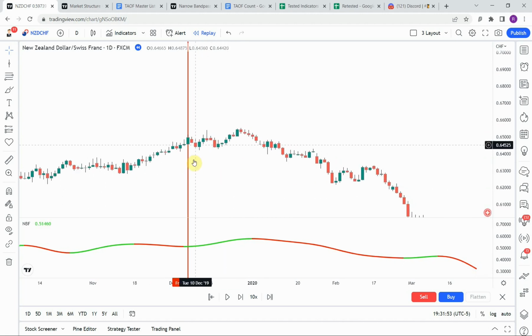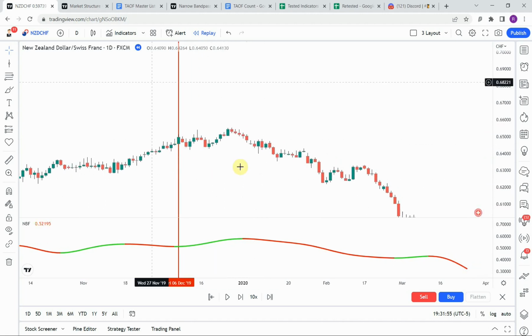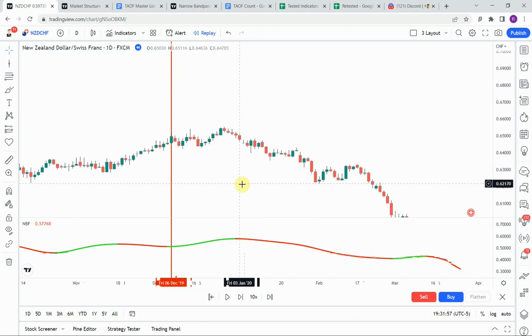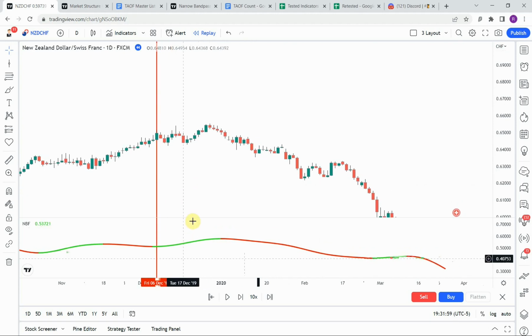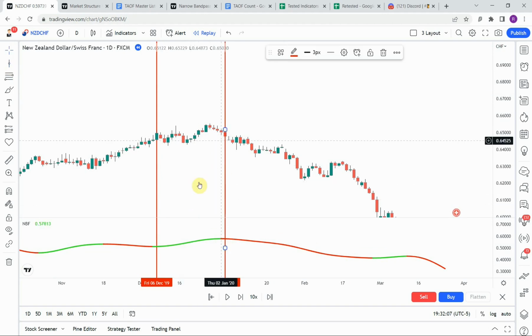And so this one would have been a losing trade just by a couple of pips, unfortunately. And then you can see as we switch from the green to the red here, that would be again a short signal right there.